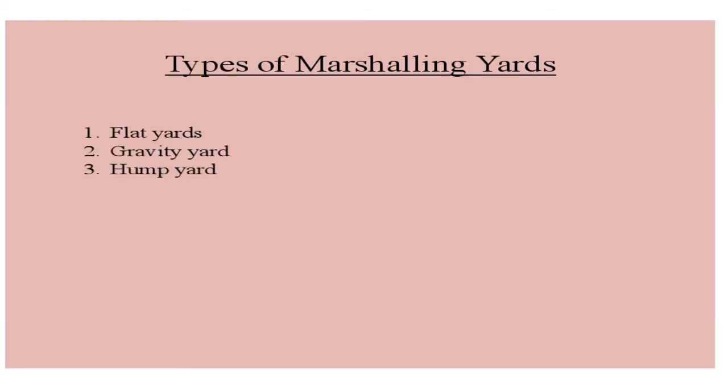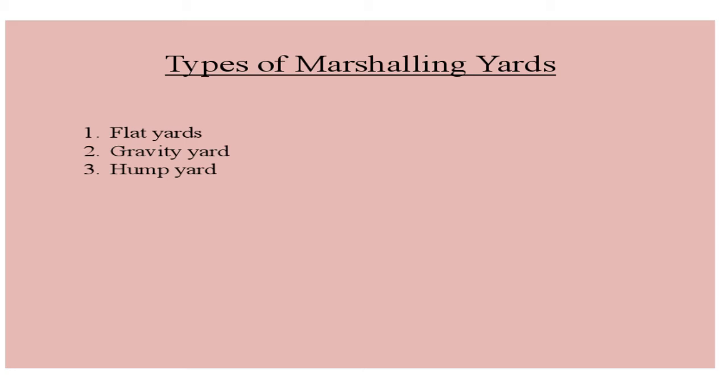Types of marshalling yard. First one is the flat yard, next is the gravity yard, and third one is the hump yard. These yards are mainly meant for the sorting works. So if we want to sort the engines, wagons, coaches, etc. Wagon means an open section of a railway train that is used for carrying goods. Here you will have different parallel railway tracks laid, and you have to either separate the coaches, or sometimes attach the coaches.